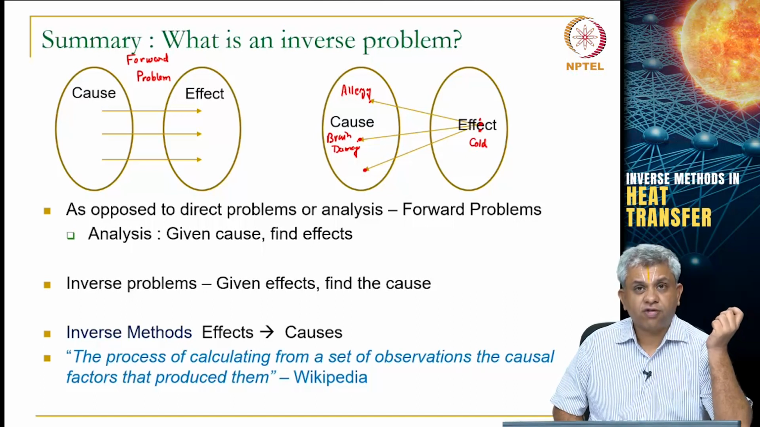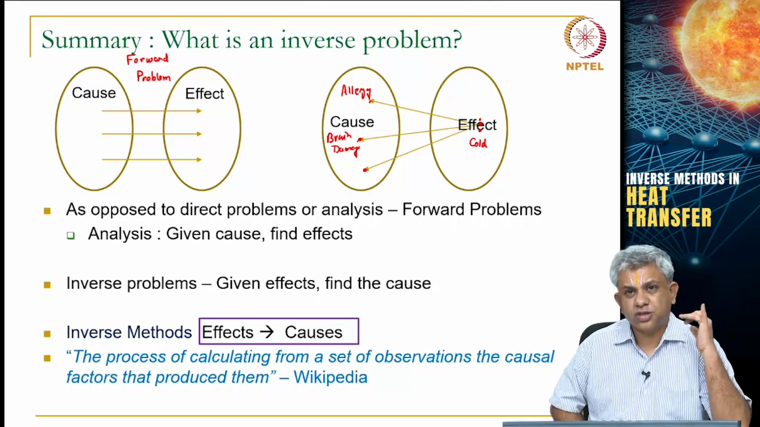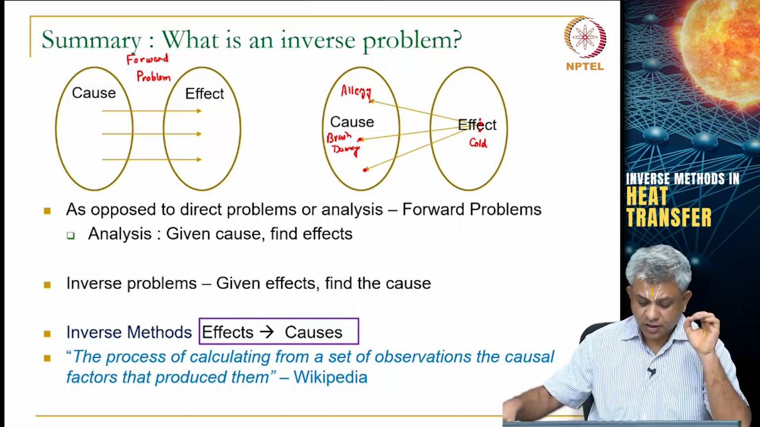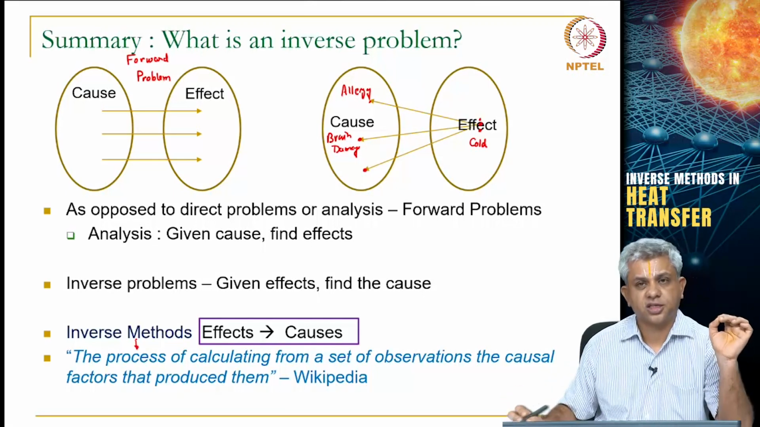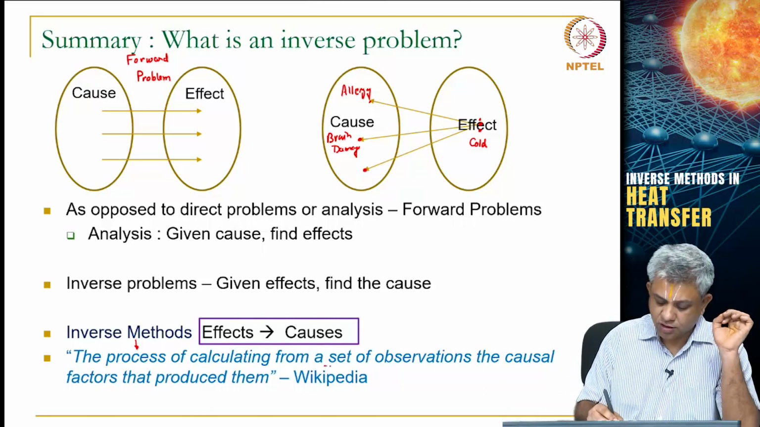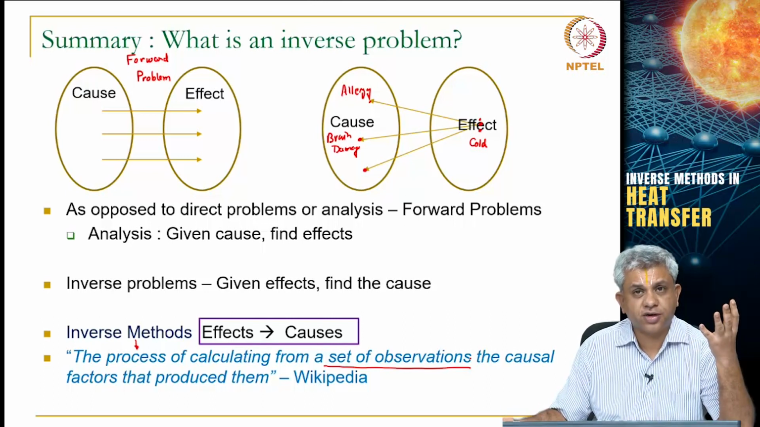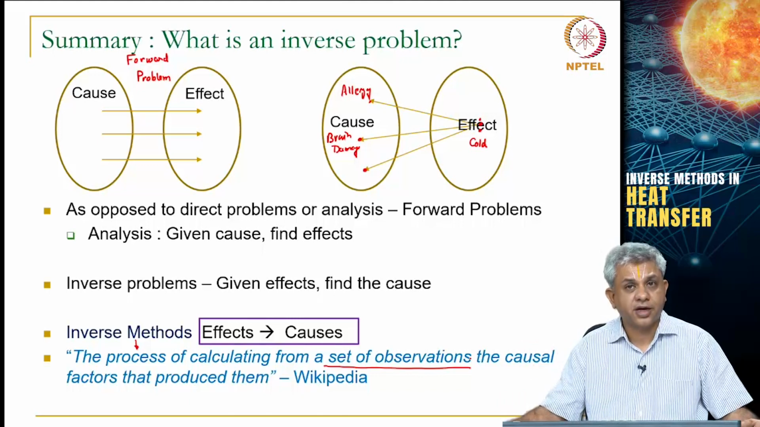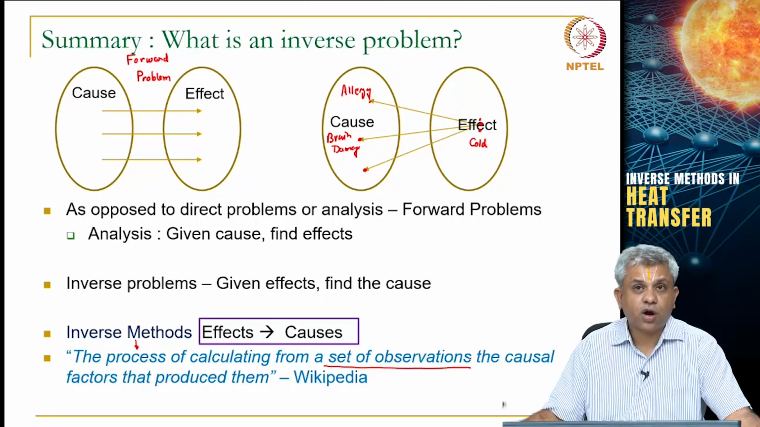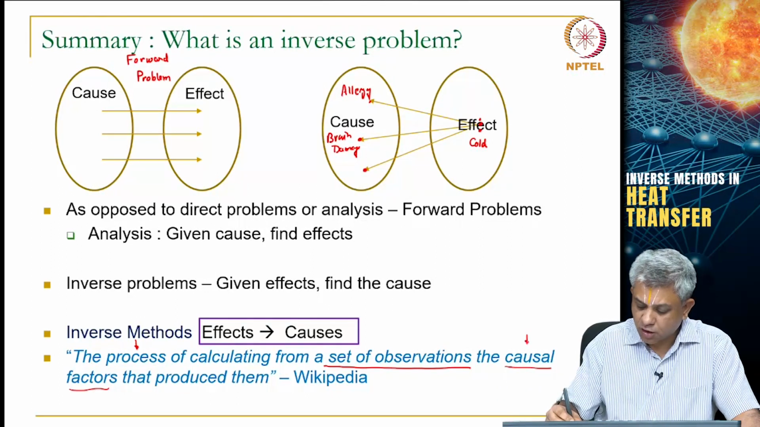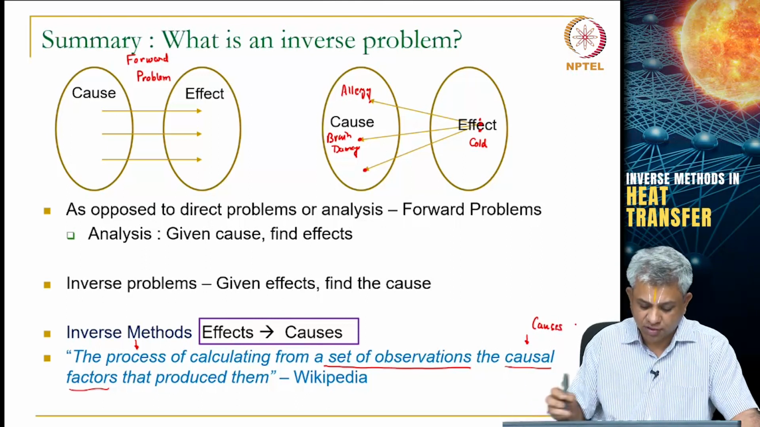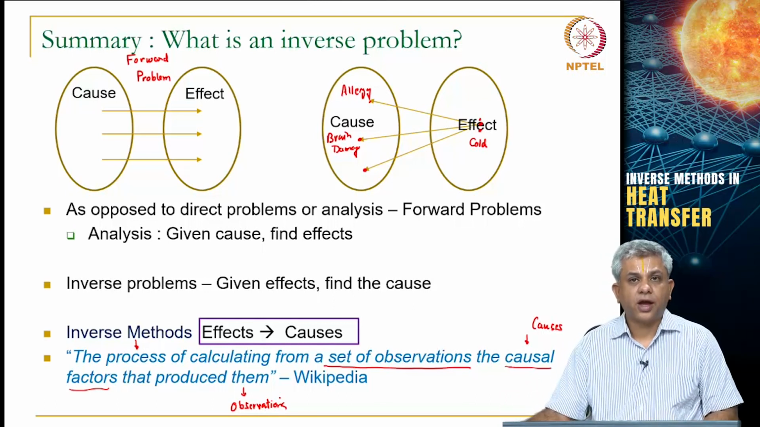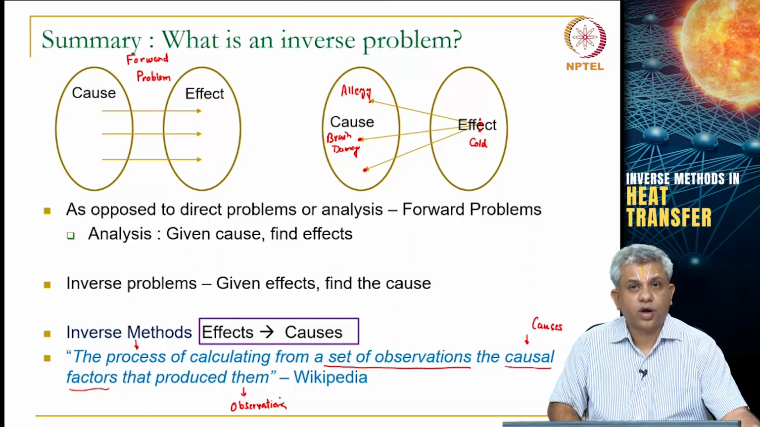So we go in this direction, from effects to causes. Just to give you an overall definition of what we have looked at over the last couple of slides, the inverse method is a process of calculating from a set of observations. Please notice this word, from a set of observations. The set of observations could be thermocouples which you have kept, or the doctor could be making some measurements on your body, or you could be taking some projections of the object. These are all measurements or observations. From that you want to find out the causal factors. Causal factors simply means the causes that produced them. Them here means the observations. So you are observing and you want to find out what possibly could have led to these observations. That would be a definition of what an inverse problem is.